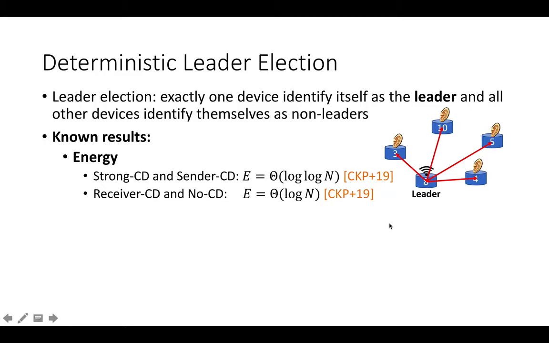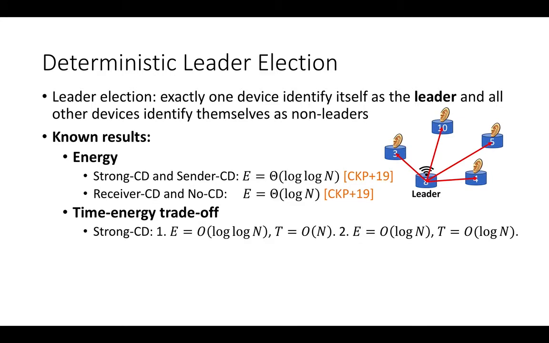Recently, a paper in 2019 by Jiang et al. proved a tight bound for the energy complexity of leader election in all 4 models. They show that when the model allows sender-side collision detection, the energy complexity is log N, where the capital N is the size of the ID space. And when the model doesn't allow sender-side collision detection, then the energy complexity is log N.